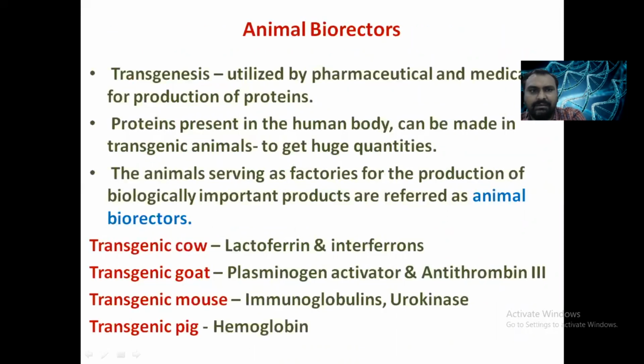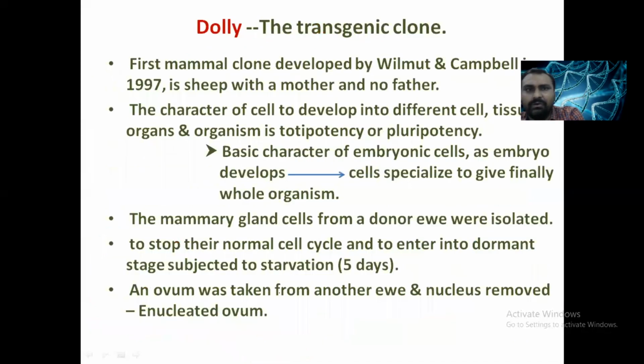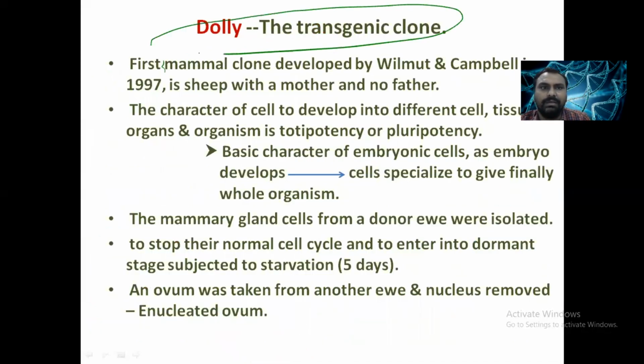So we can see we have made transgenic cow to make the lactoferrin and interferon, transgenic goat to make the plasminogen activator antithrombin 3 in the patient of clotting disorder, transgenic mouse to make immunoglobulin and urokinase, transgenic pig to make the hemoglobin. Okay, so what we do, like first transgenic animal was Dolly.